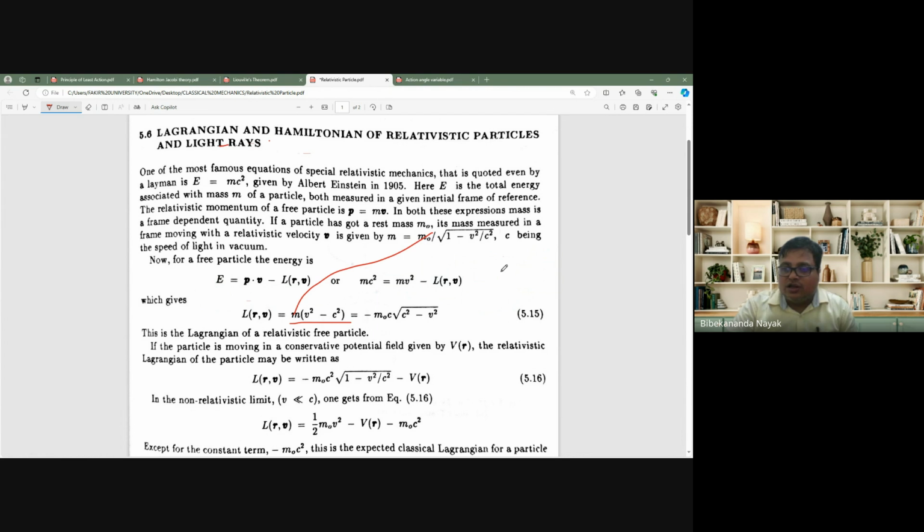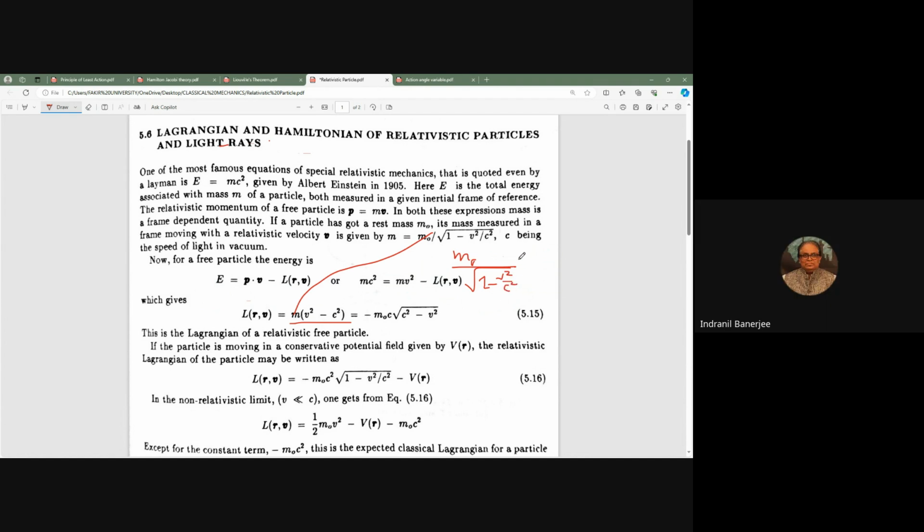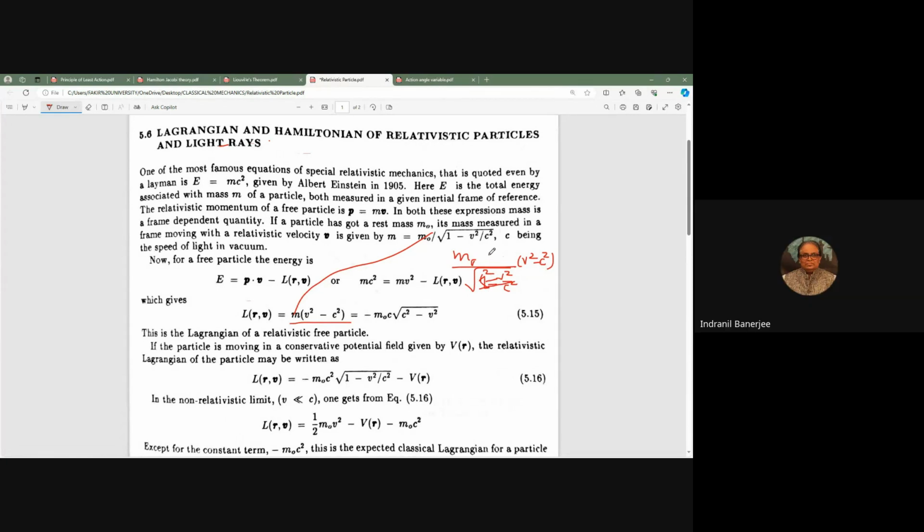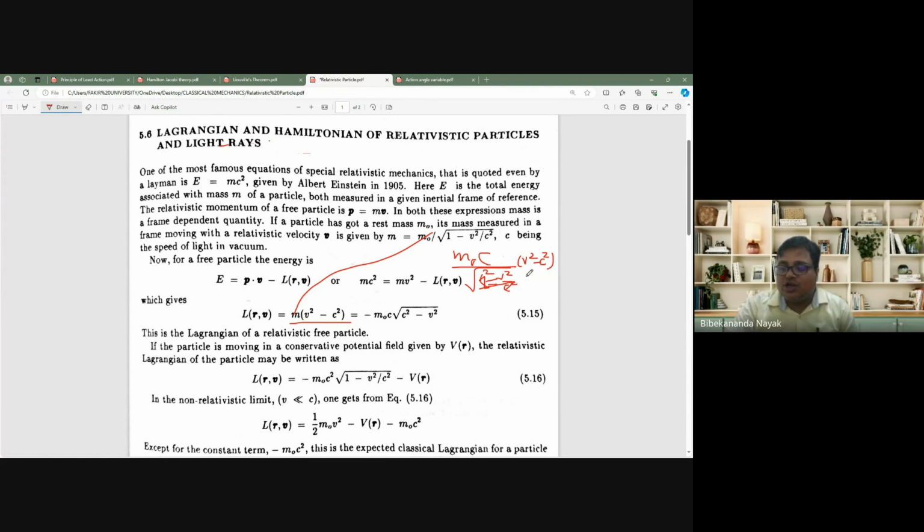So if I put here, it will be m0 divided by square root of 1 minus v square by c square into v square minus c square. If I calculate 1 minus v square by c square, taking this c square, it will be c square minus v square, c square root over. When you go to numerator, it will be m0 c. So m0 c into v square minus c square by square root of c square minus v square.